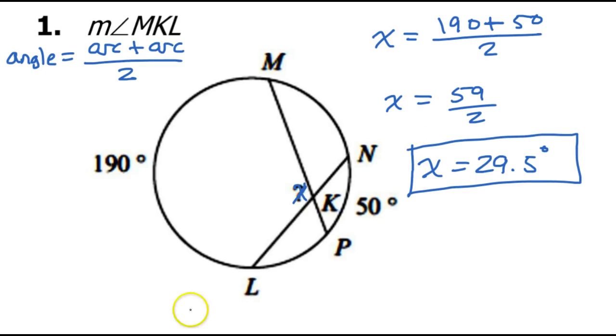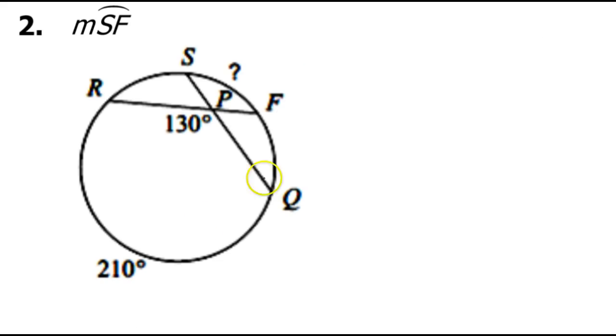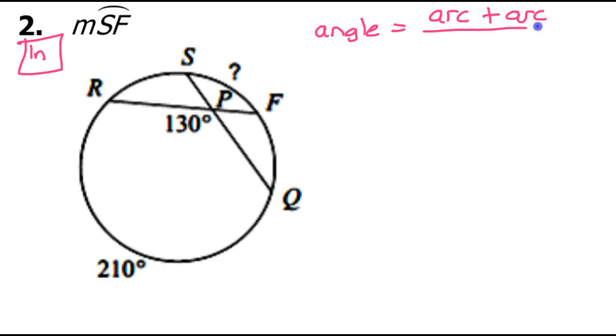All right, so that's the answer number 1. All right, same situation. We have the angle is inside the circle. So this is an inside the circle problem. And the formula again is angle is equal to arc plus arc divided by 2.